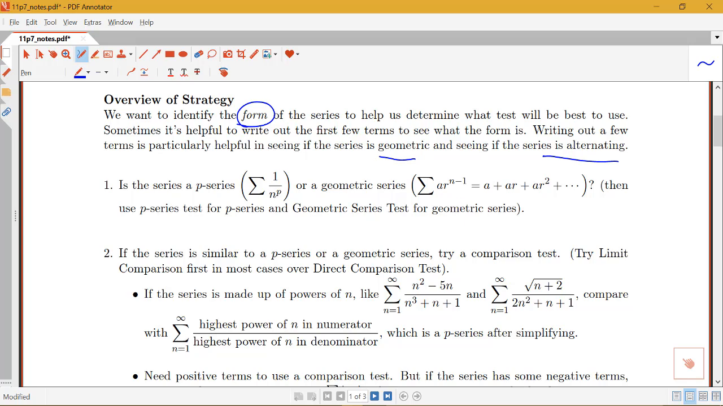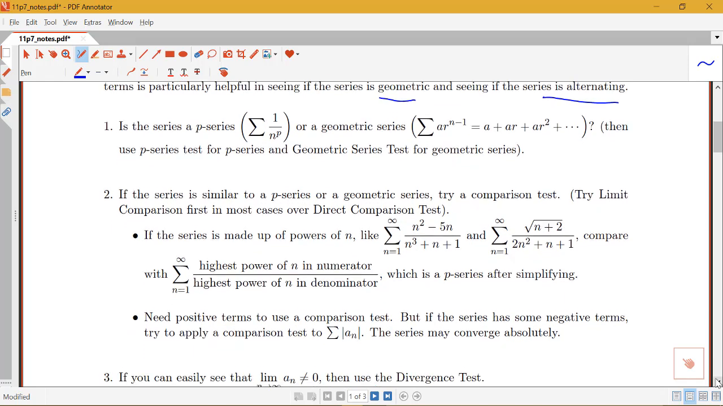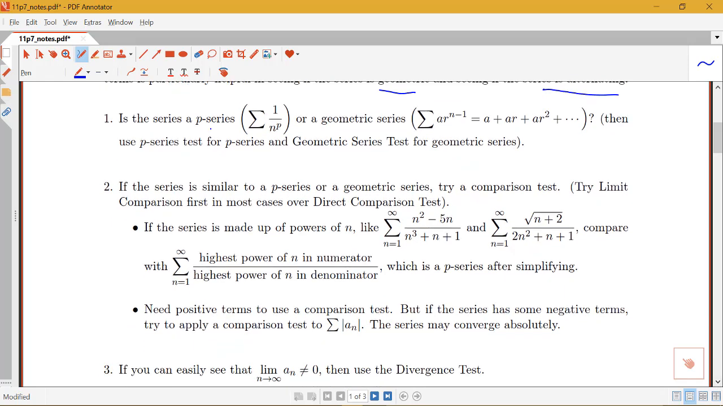So let's go through and think about what sort of steps we might use for determining what test we want. The first thing that you want to ask yourself often when you're looking at a series is, is it a straight up p-series or is it just a geometric series? Those are the 2 easiest things to identify right away. Is it the form the sum of 1 over n to some number, or is it some kind of sum of numbers raised to powers of n, where if you wrote out the first several terms, you'd realize to get to the next term you are always multiplying by r? If it's a p-series, you want to use the p-series test. If it's a geometric series, you want to use the geometric series test.